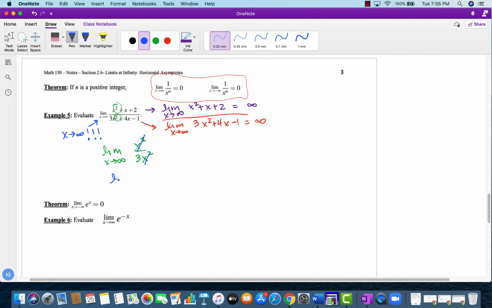So I get the limit as x approaches infinity of 1/3. Now this is a constant. The limit is going to be just 1/3. And that's it. Okay? So you can only do this when you have the same exponent. So just because I have x squared over x squared, I can do this. So you can do that every time, okay?